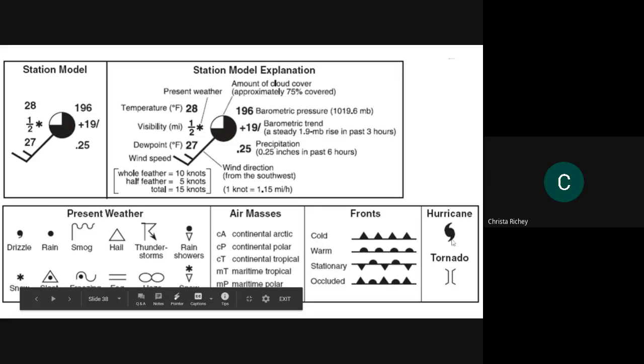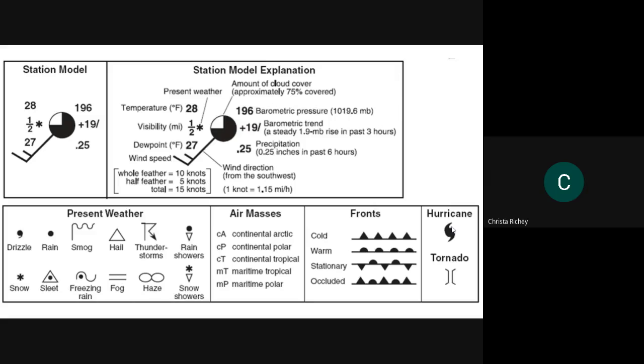This is how they show tornadoes, and this is how we show hurricanes. So this actually does, like everything we've done this week, and throws it into one little picture. They just don't always have a symbol in every single spot.